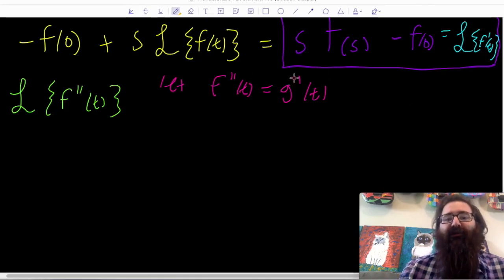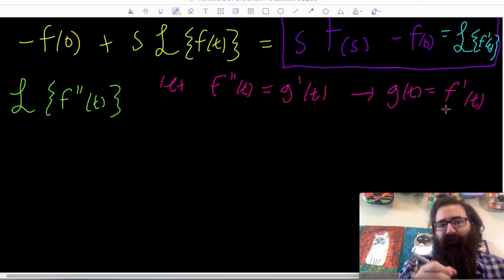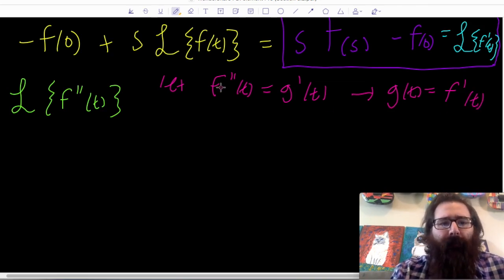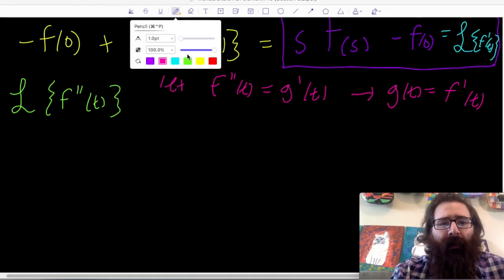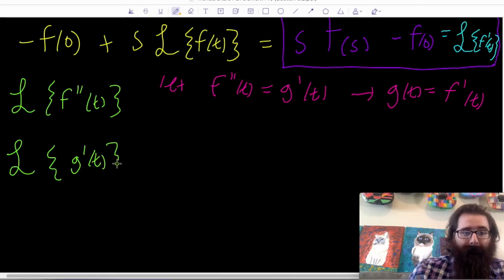So I'm going to let g prime take the place of f double prime. And if I'm doing this, then it also means that the relationship between g and f is that g at t is f prime at t. So there's something to keep in mind. I'm going to make this substitution, and instead look at the Laplace transformation applied on g prime at t, replacing f double prime.